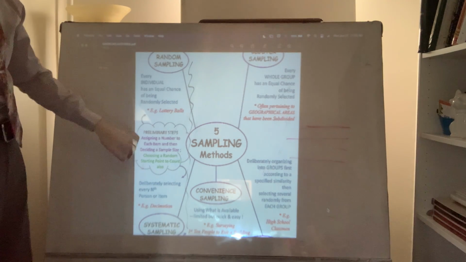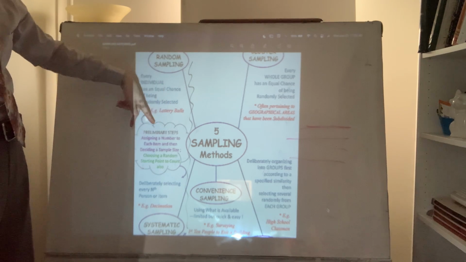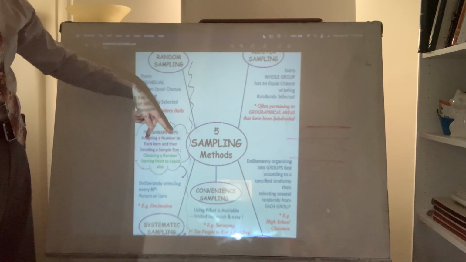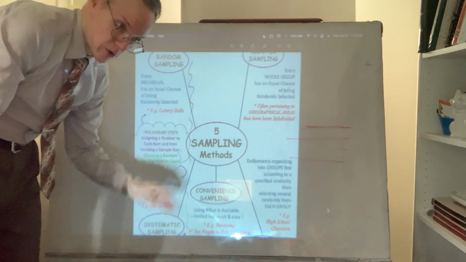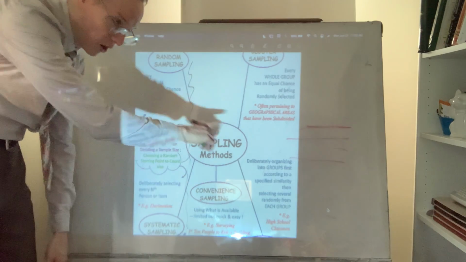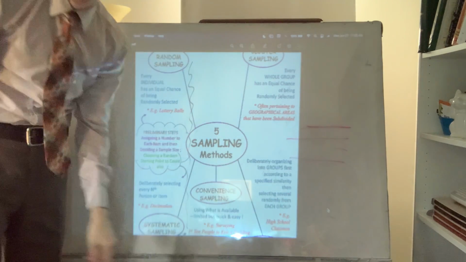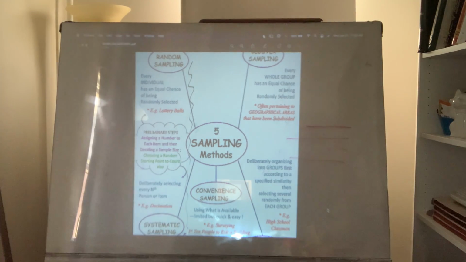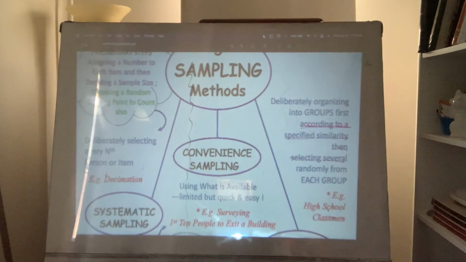So just think of that. There are two preliminary steps here: assigning a number to each, and then deciding a sample size, and choosing a random starting point. Now, you don't have to start from 0. You can just kind of go, randomly that person is the first person, and count from there. Okay? All right. Let's zero in on stratified here.